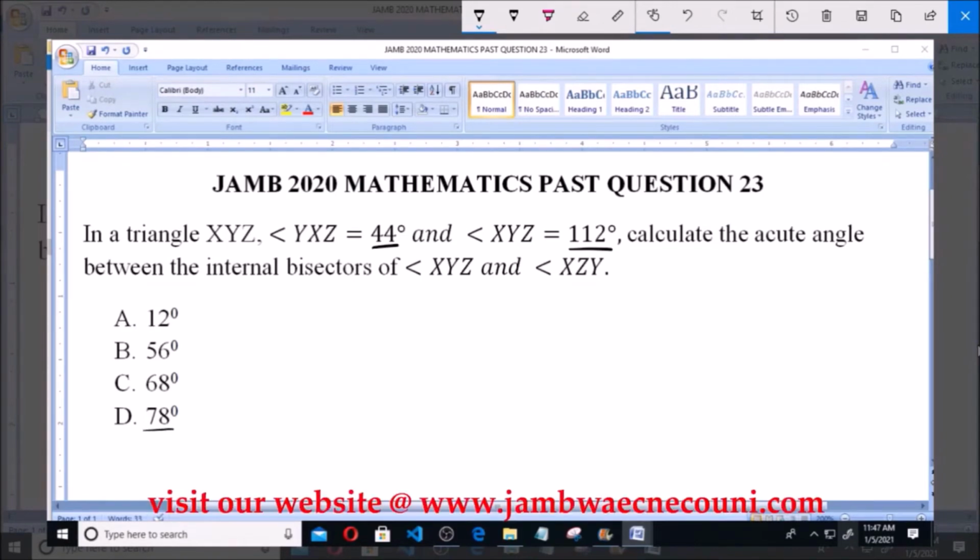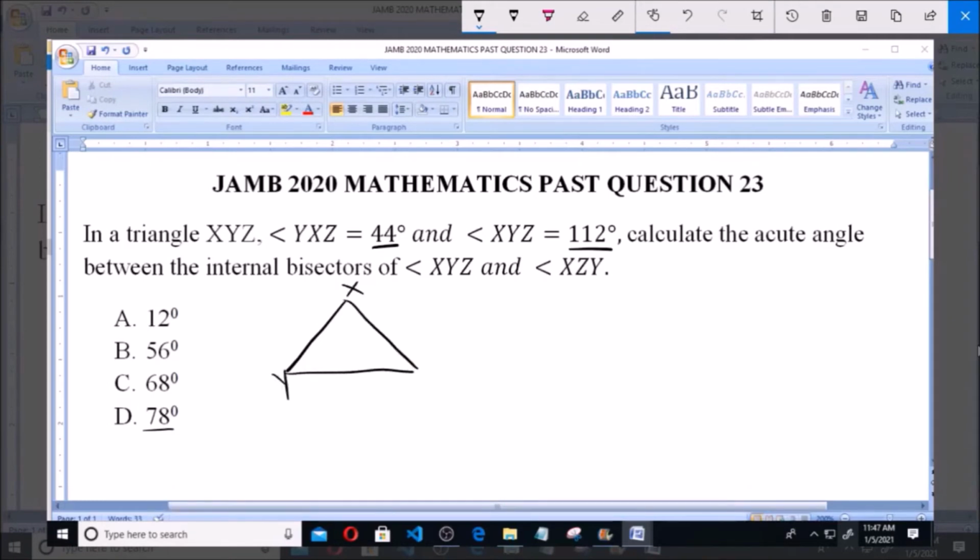Now let's go back to the question. We are given a triangle XYZ. Let's represent this triangle XYZ. Now angle YXZ is 44 degrees. That is, YXZ here is 44 degrees. Then angle XYZ is 112 degrees. XYZ, which is here, is 112 degrees.